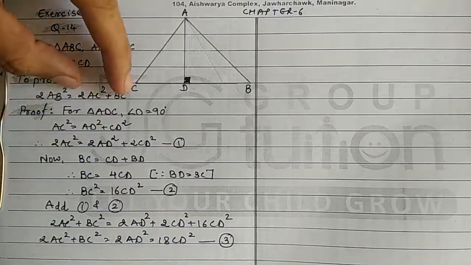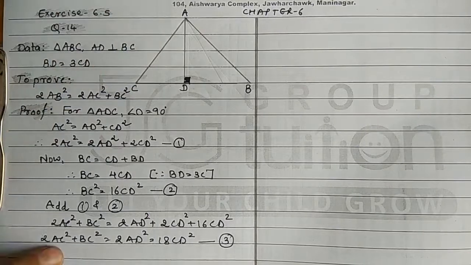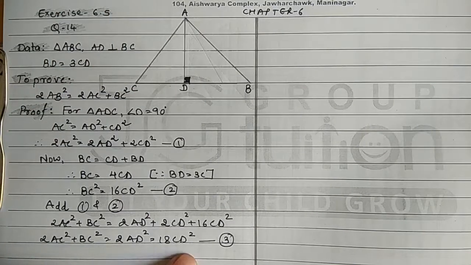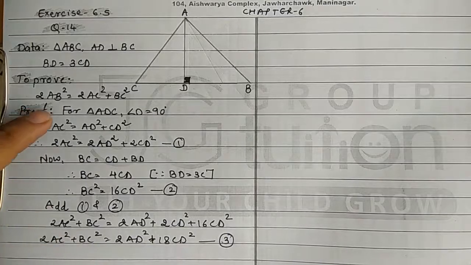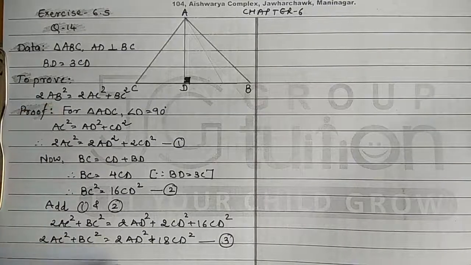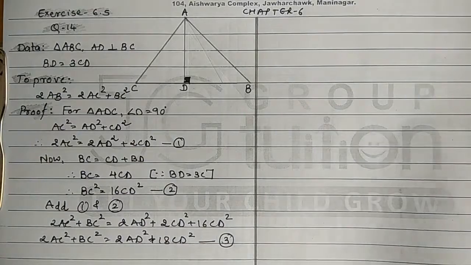So you can see, students, that the right hand side, 2AC square plus BC square, we obtain here. Now this value 2AB square, we have to obtain the same value. So let us go for it.